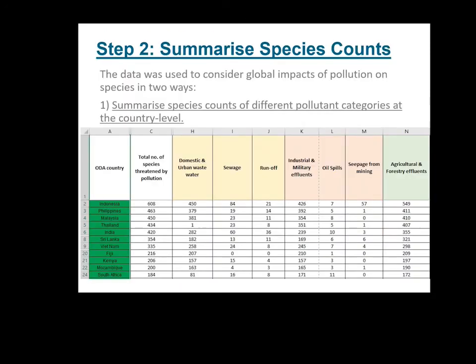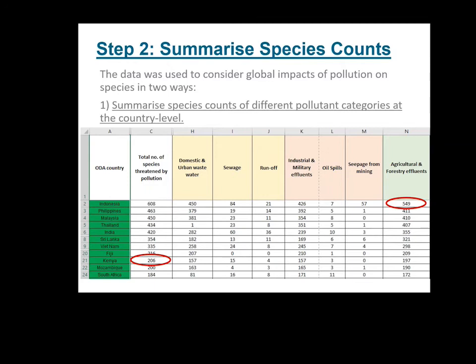From this, we can use the data in 2 major ways. One is to summarise species counts at different polluting categories at the country level. So, for each country, we know how many species are at risk from that particular pollution threat. The table in the slide shows an image from the database. We can filter the database to extract the information for each country and for each pollution category.